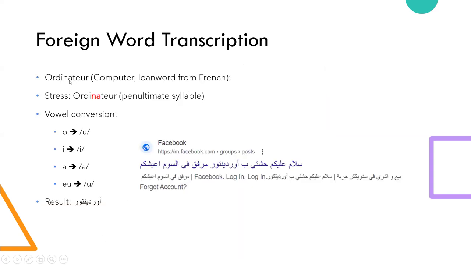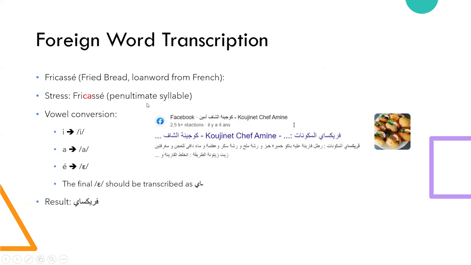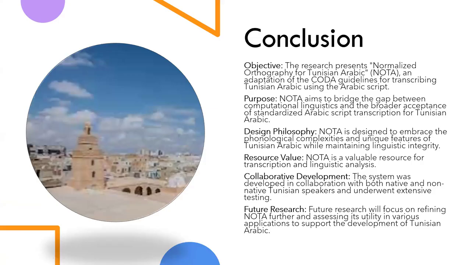If we see some examples, we find ordinateur, meaning computer, a loan word from French, and we see it is written as ordinateur, or short and ter. We found that this transcription exists across the internet. And if we see the transcription of fricassee, fried bread, a loan word from French, it is written as fricassee, and this transcription also exists across the internet. So our transcription is valid.